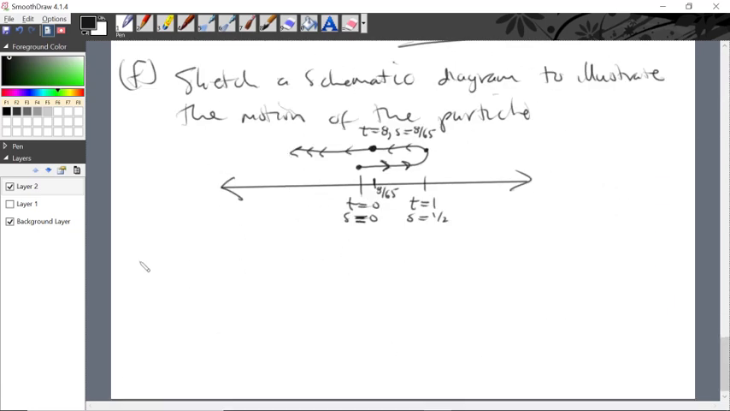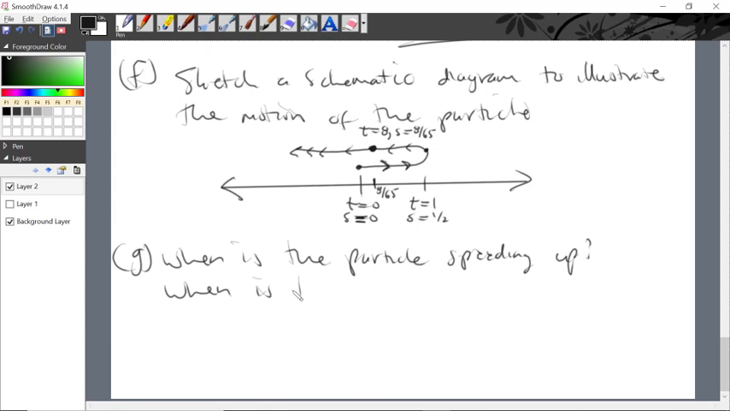Okay, let's move ahead to part G. When is the particle speeding up? And follow that up with, when is the particle slowing down? What does this reference? We know the speed that it is traveling, that is the velocity, the magnitude of the velocity tells us the speed, but how do we interpret when the magnitude of the speed is increasing?